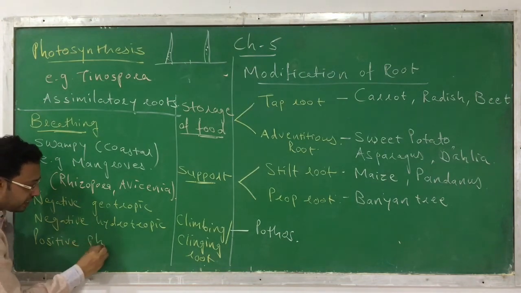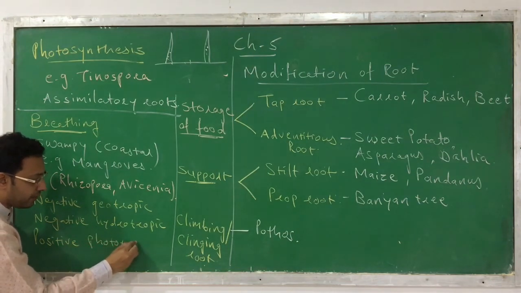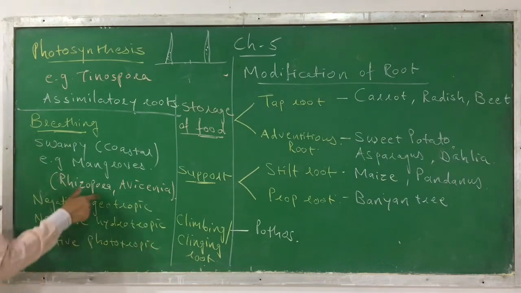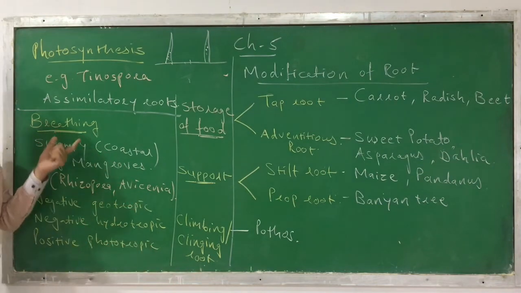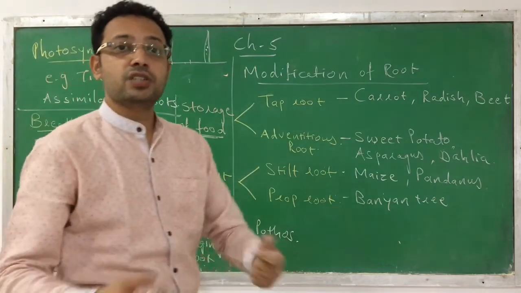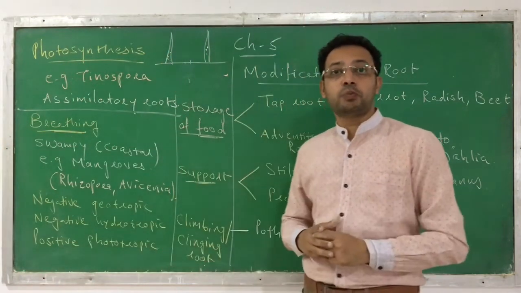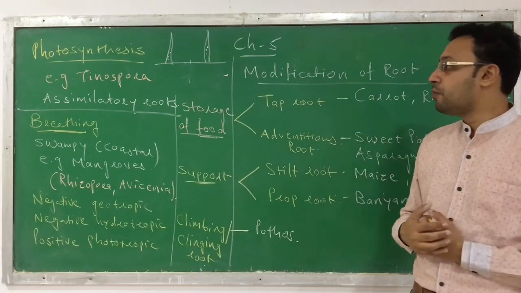So you can say that it is positively phototropic roots develop. In case of Rhizophora and Avicennia, the roots are meant for breathing, exchange of gases. So this is another special function for which the roots have been modified.